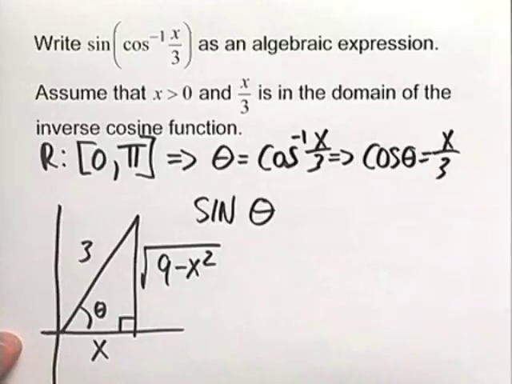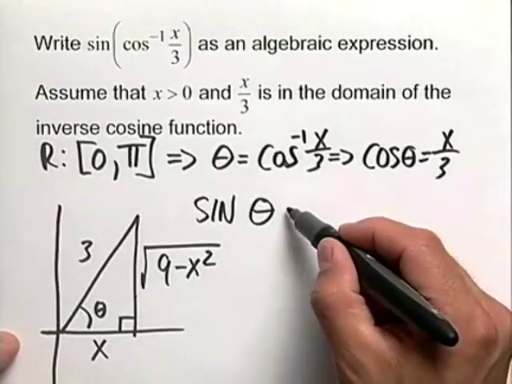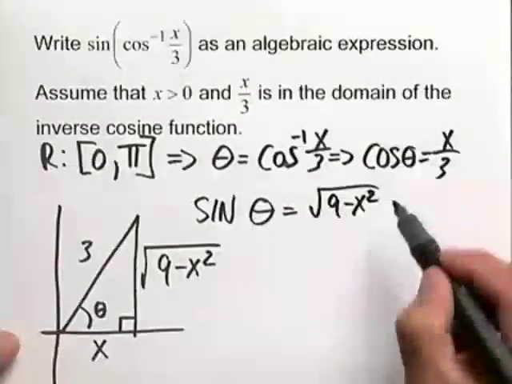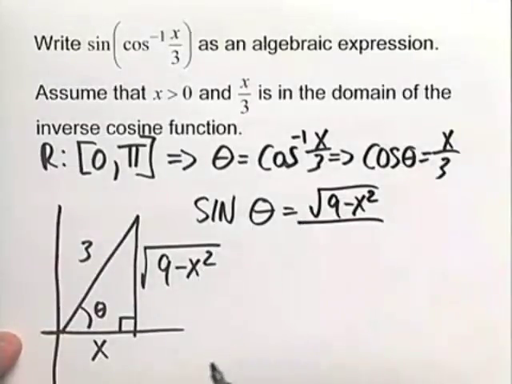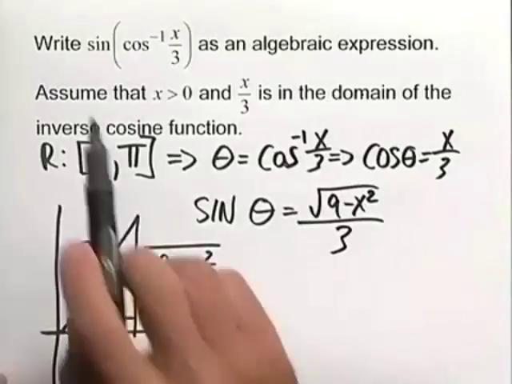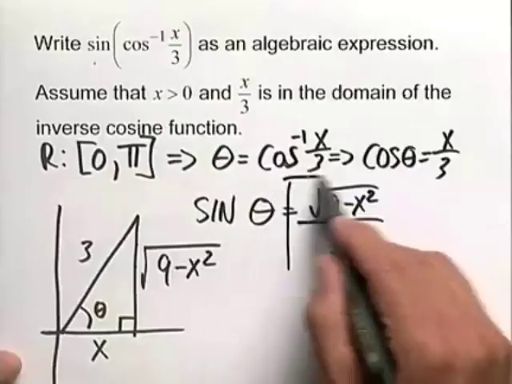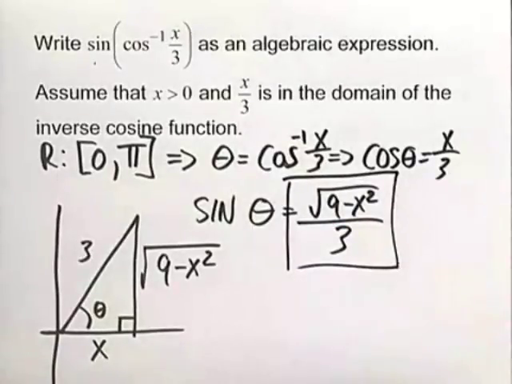So let's put all this information together. We want to take the sine of theta. From that, again, we get the square root of 9 minus x squared, all over, in this case, 3. And so the sine of the inverse cosine of x over 3 is the square root of 9 minus x squared, all over 3.